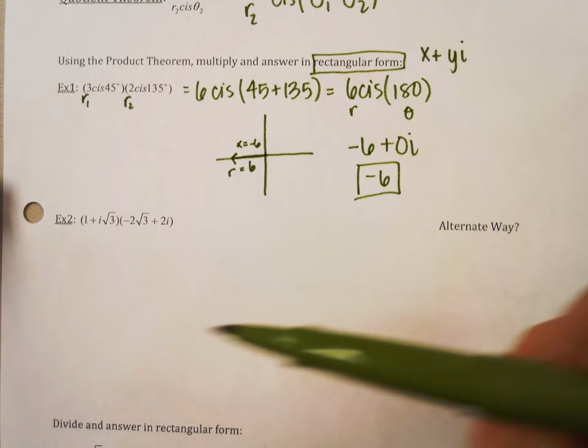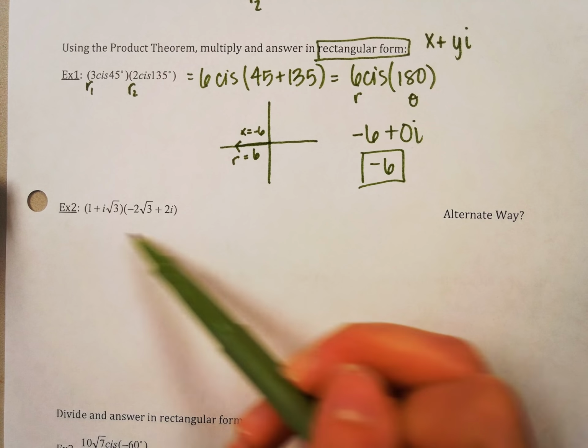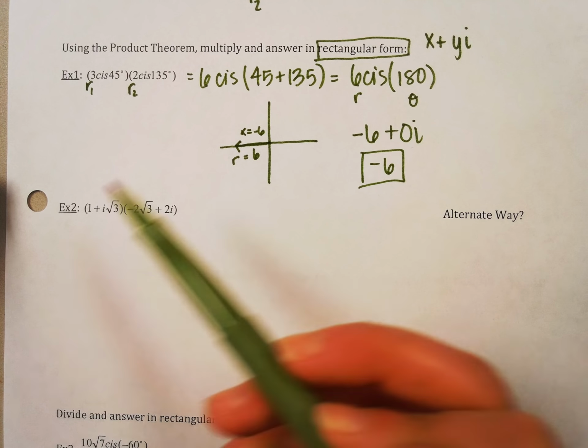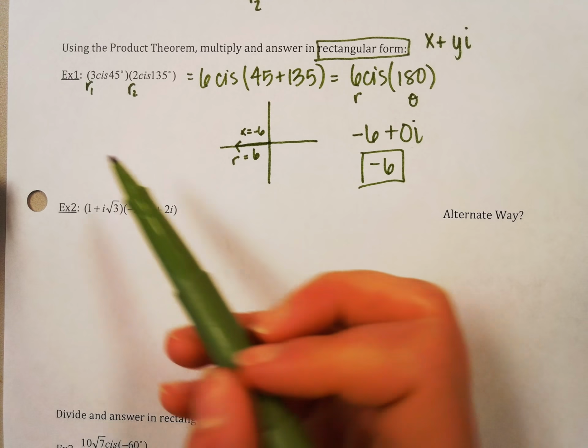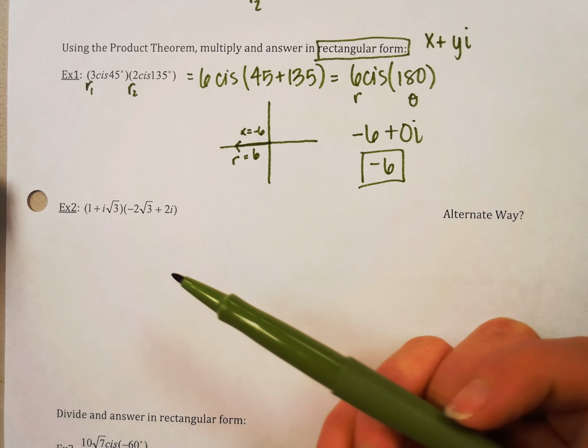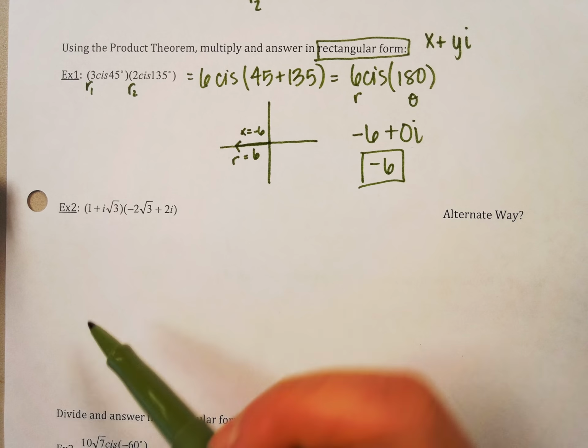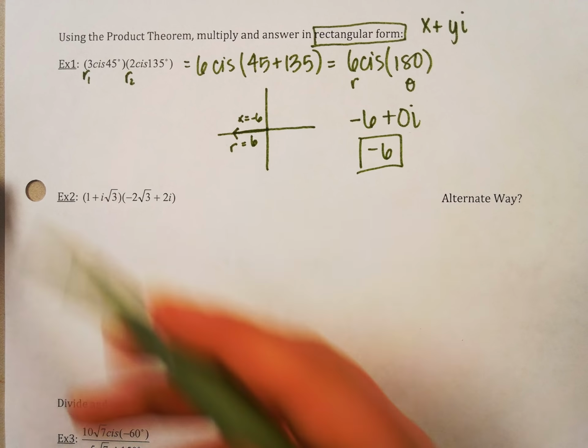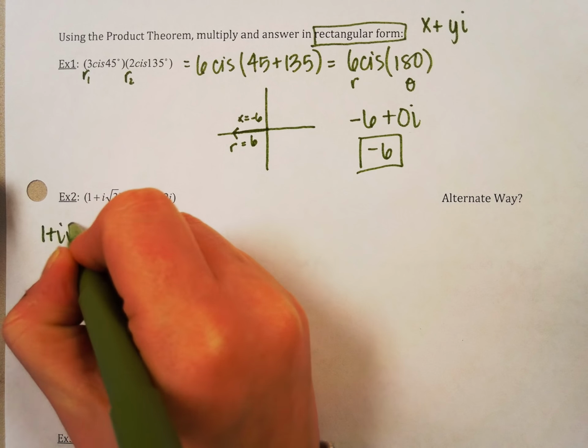Okay, so we're going to do it again. Except this time we're given stuff that's in rectangular form, and we're going to convert it to polar form, then use the product theorem and then convert back. So there are a couple of conversions that are going to happen. We're actually going to do this one two different ways. So the first one, we're going to convert it.